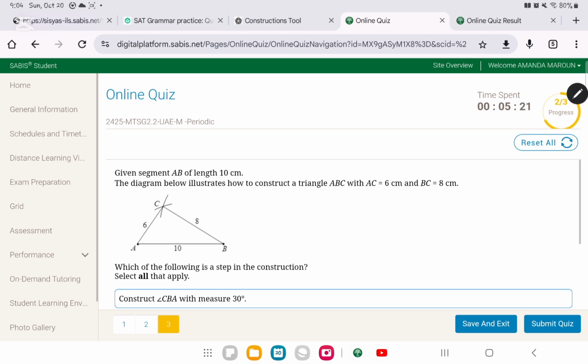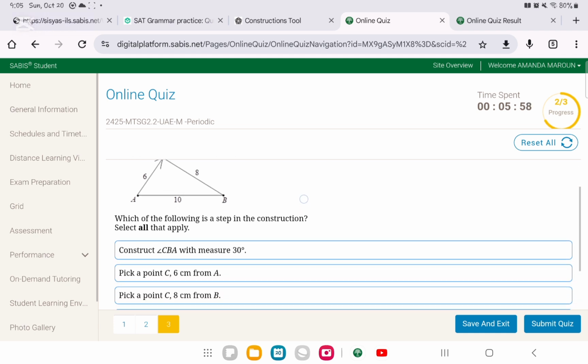Definitely, the first thing we're going to do is measure a radius of 6 centimeters, okay? They told us that AC is 6 centimeters. So we measure a radius of 6 centimeters, and from center A, we draw an arc with a radius of 6 centimeters. Then, the second thing we do is measure a radius of 8 centimeters, since BC is 8 centimeters. So from center B, we draw another arc with radius 8 centimeters. And they will both meet at the point C.